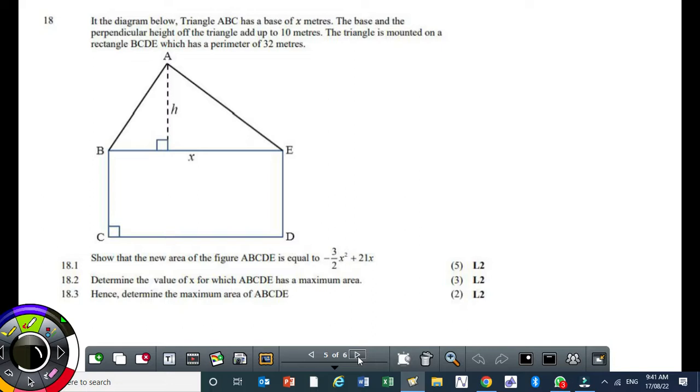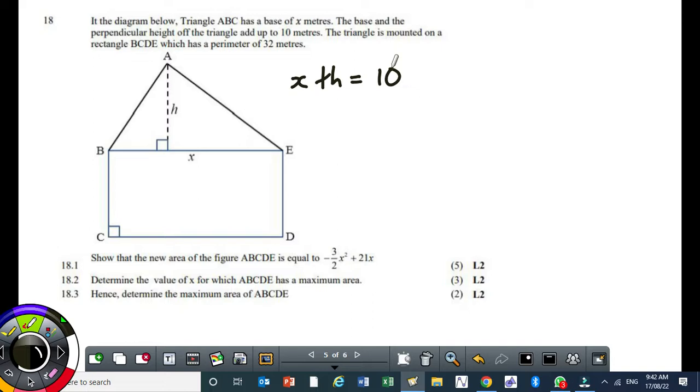So the question says, in the diagram, triangle ABC has a base x meters. The base and the perpendicular height of the triangle add up to 10 meters. So the base of the triangle and its height, they add up to what? 10 meters. So what that means is x plus h will give you 10.